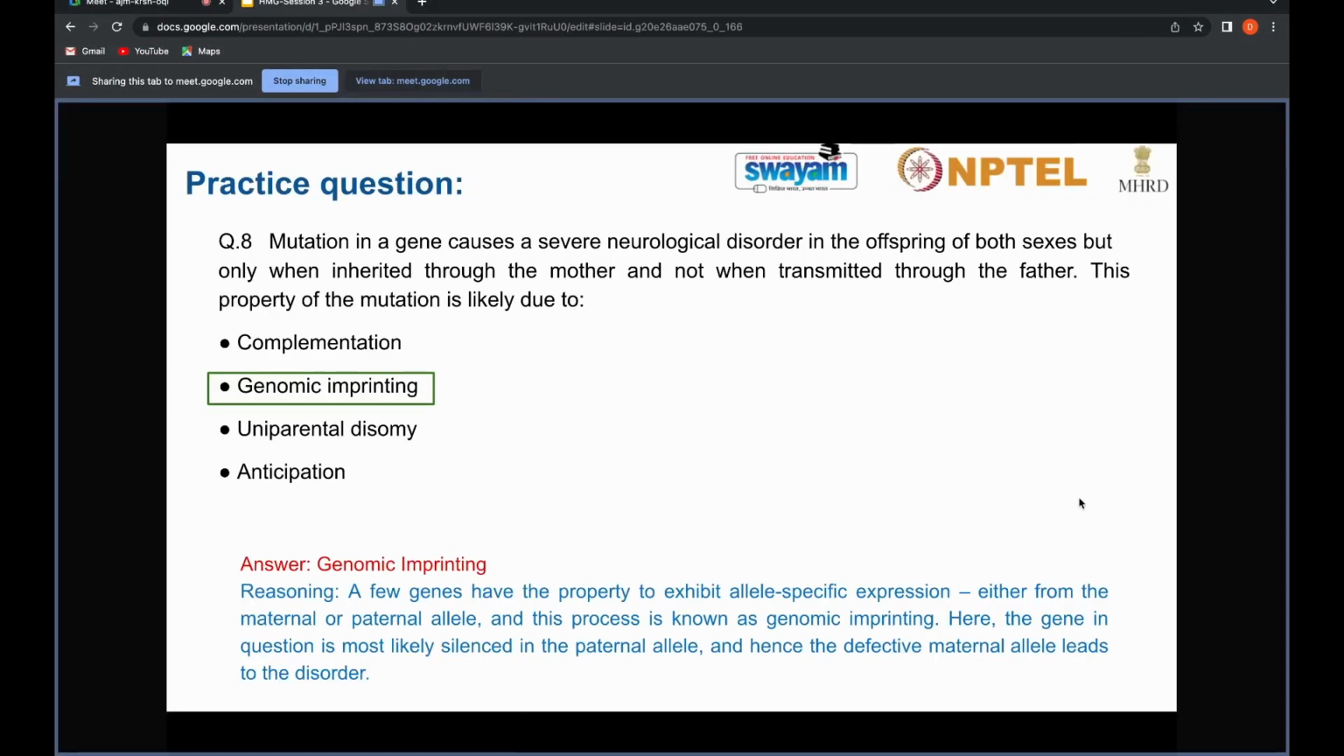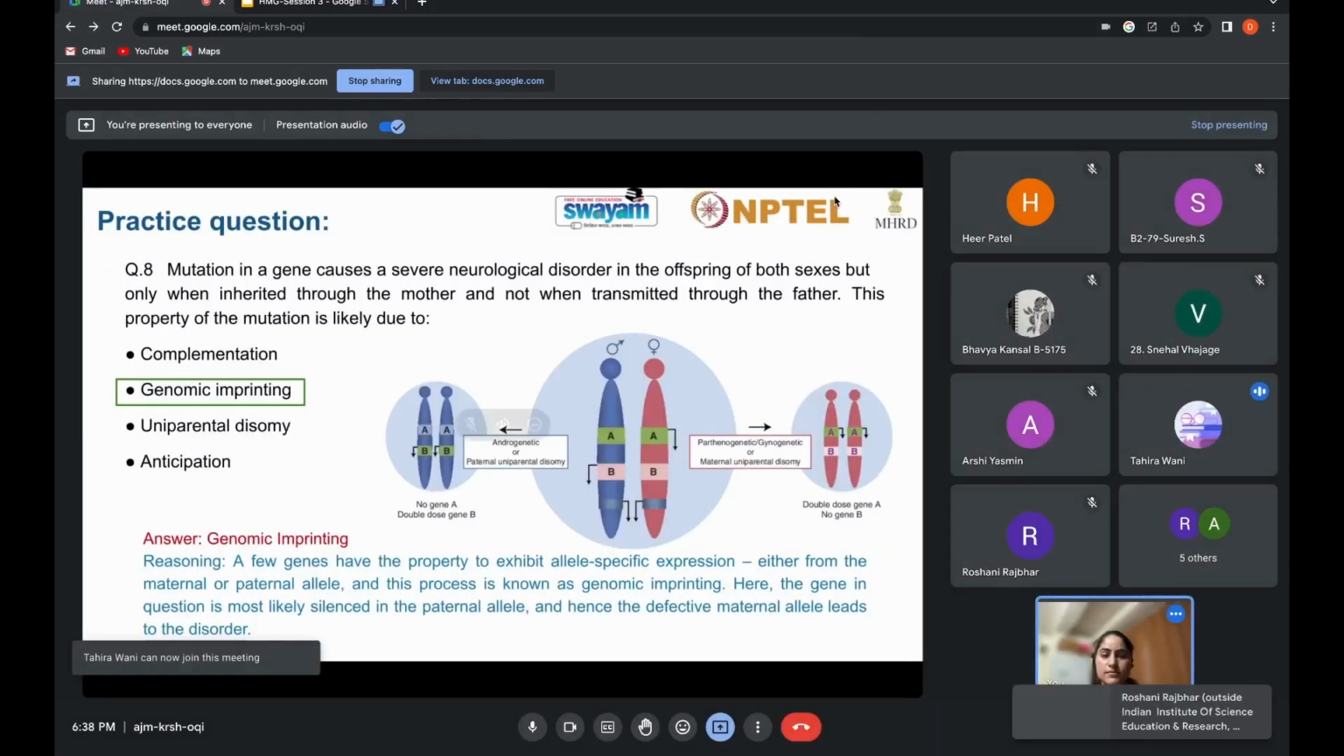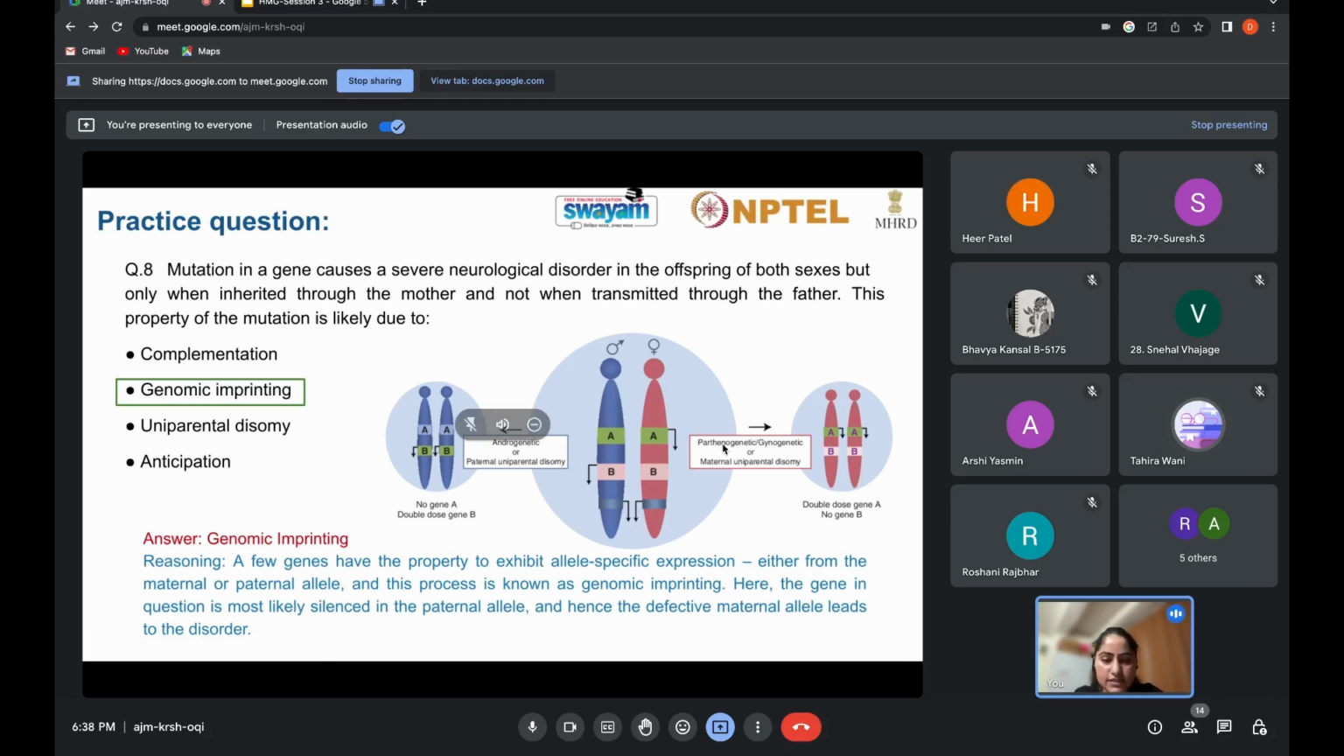Okay, now let's move to the next question. Here is one explanation also. In this diagram, I've shown how the silencing is occurring in both males as well as females. On the right side, you can see the parthenogenetic or gynogenetic or maternal uniparental disomy. These are the result of genomic imprinting.